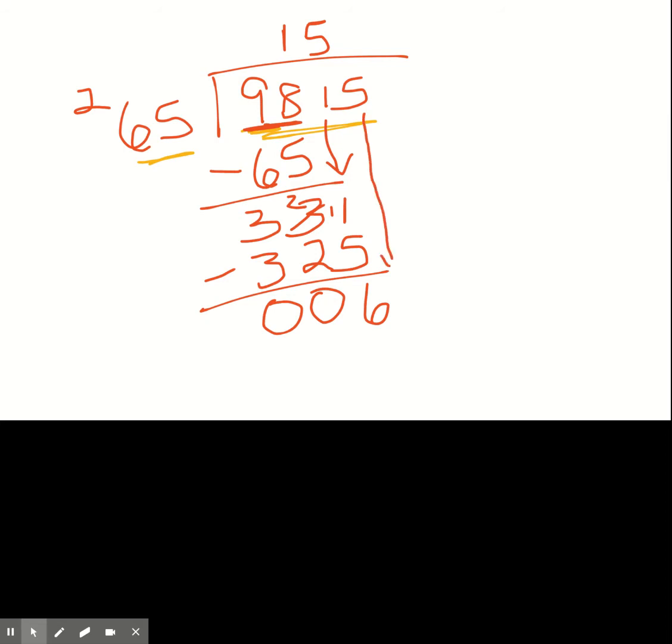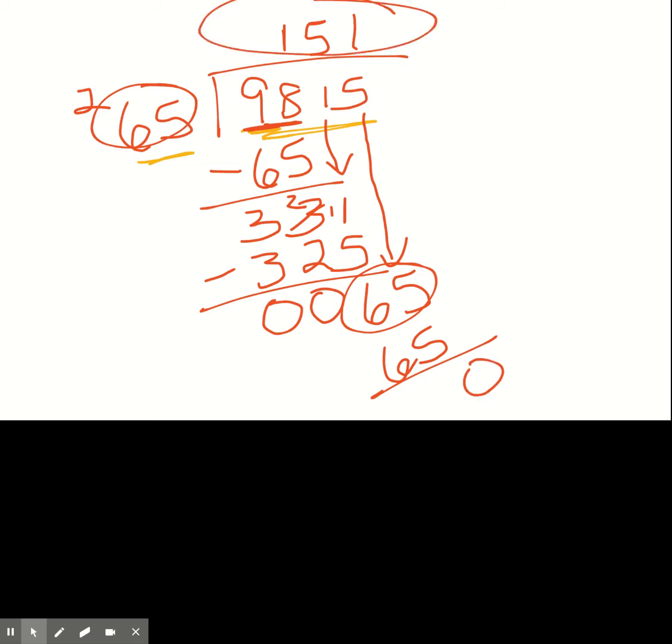And now you bring down your last number, 5, making 65. Oh, look, if you have 65 pencils and you're making boxes of 65, you could make 1 more box. And the answer is 151. Now, you guys, this won't always come out even, but in these cases, they did.